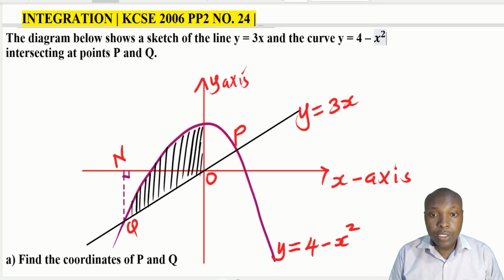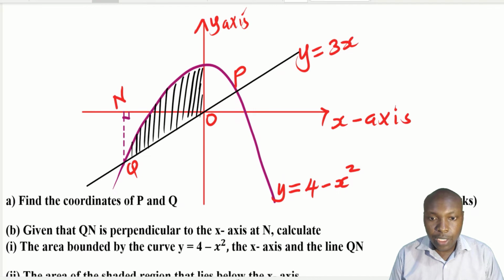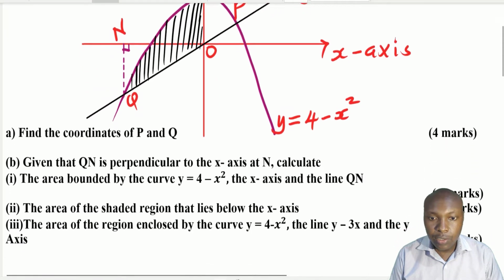The question reads: the diagram below shows the sketch of the line y = 3x and the curve y = 4 - x², intersecting at points P and Q, as you can see in the diagram. The first part of the question: find the coordinates of P and Q, that is 4 marks.